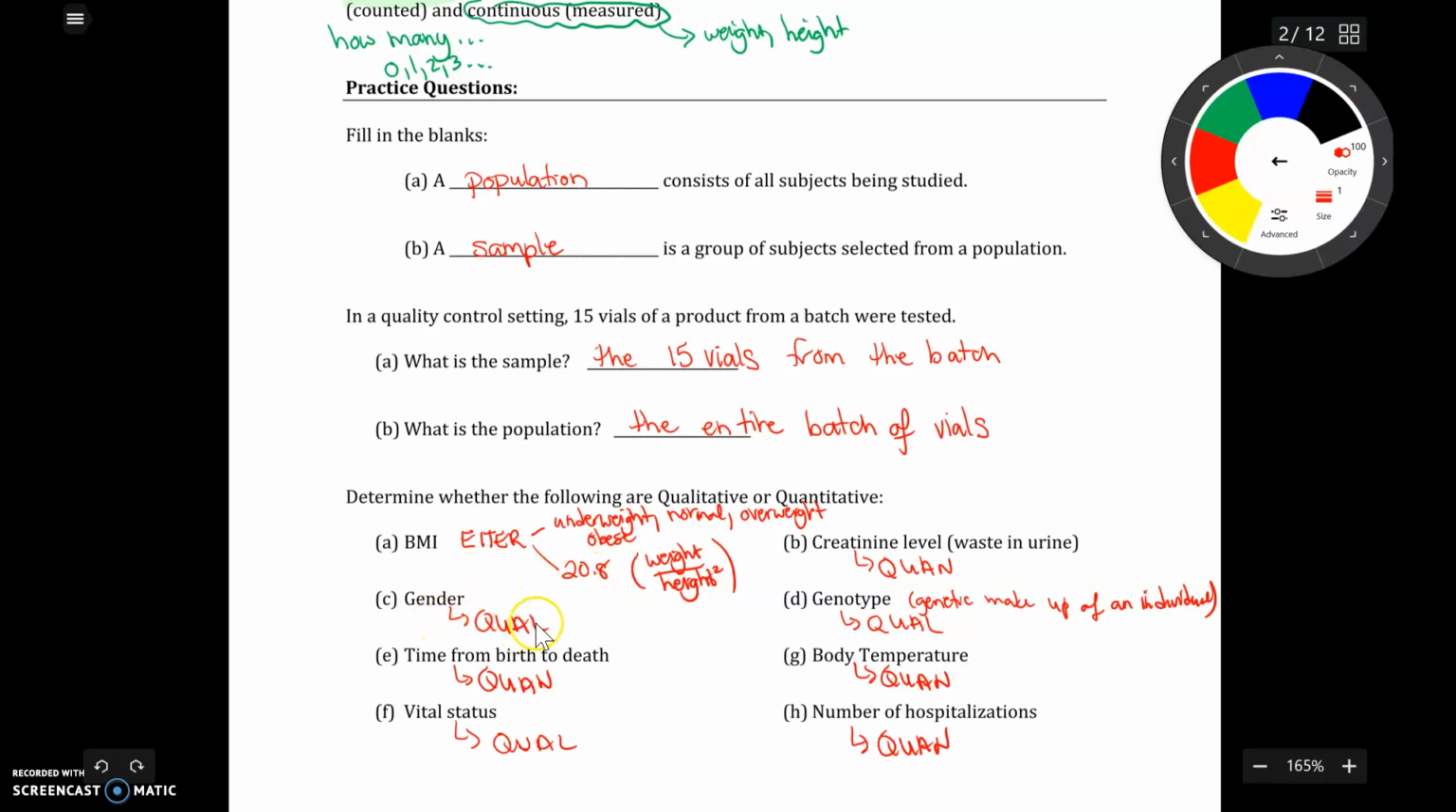Gender is qualitative. Time from birth to death is quantitative. Vital status, whether somebody's alive or dead, is qualitative. The measure of waste in urine is quantitative. We'd be looking at the grams per milliliter, the actual density of waste there. Genotype, the genetic makeup of an individual, is qualitative. Body temperature, measured, quantitative. Number of hospitalizations somebody receives, again, is quantitative.